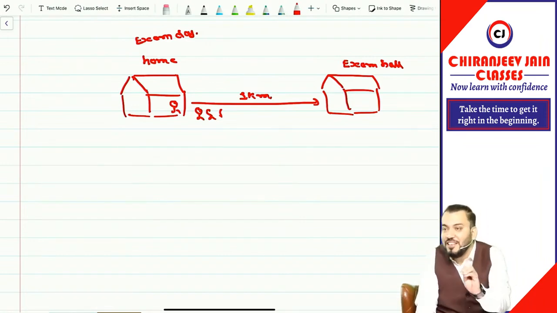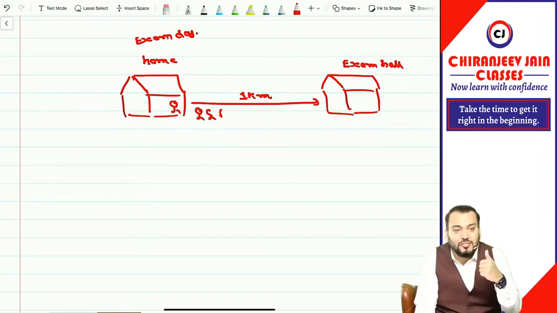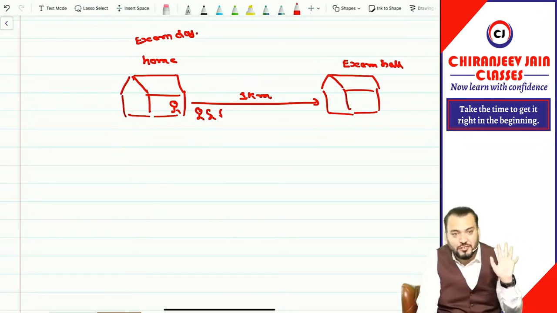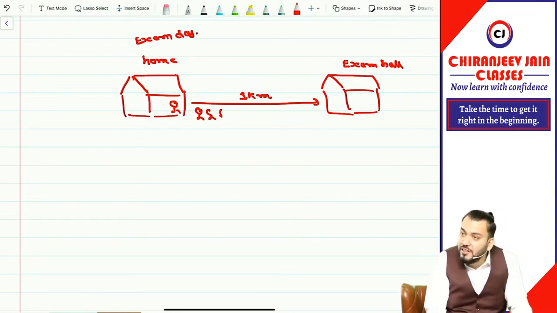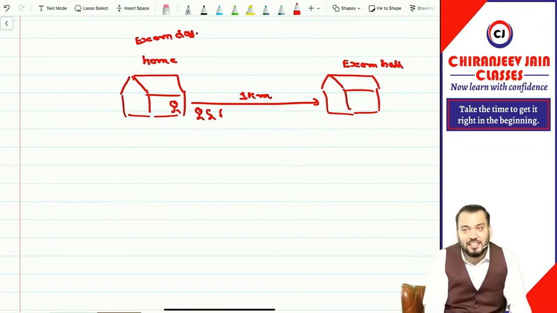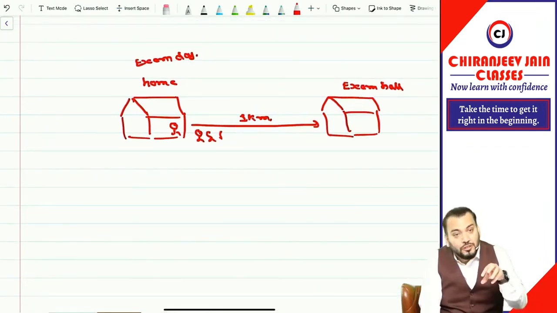Let us put some condition here. Let us assume that there is some strike. You do not have any private transportation, there is no public transportation, and you don't have any friend also. No one is there. It means you need to go only by walking. Have you understood? So you need to walk 1 kilometer, then only you can write the exam.